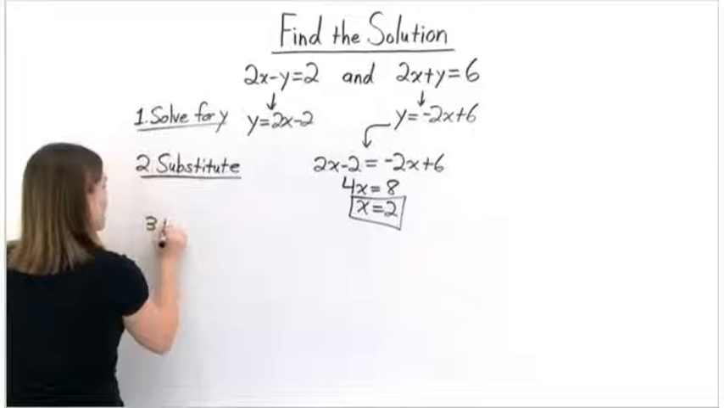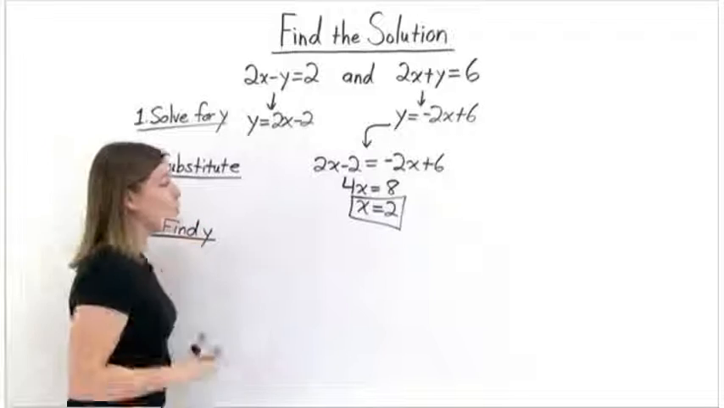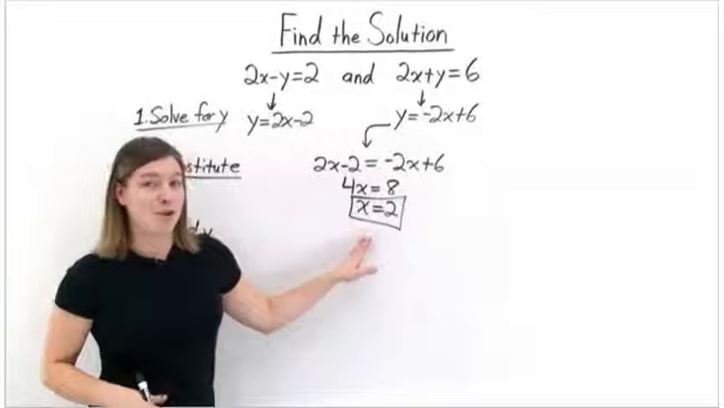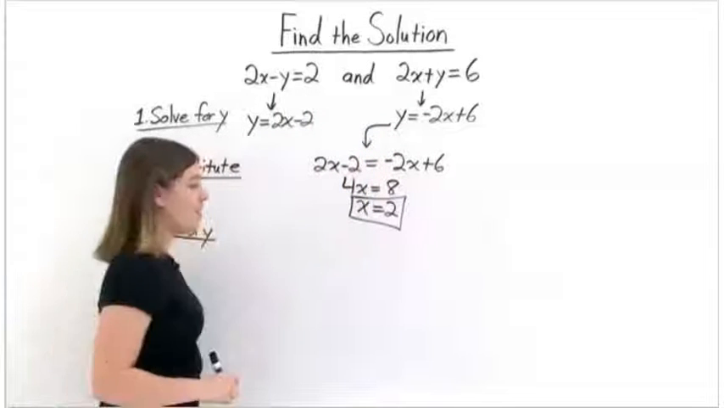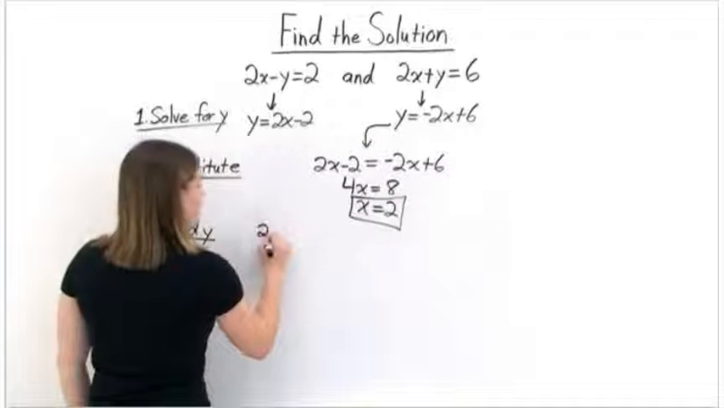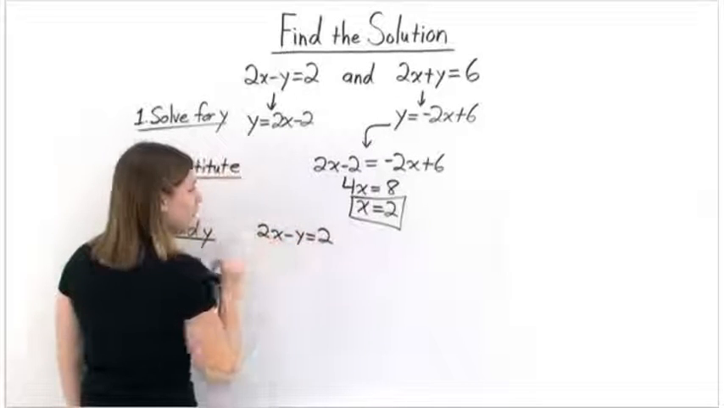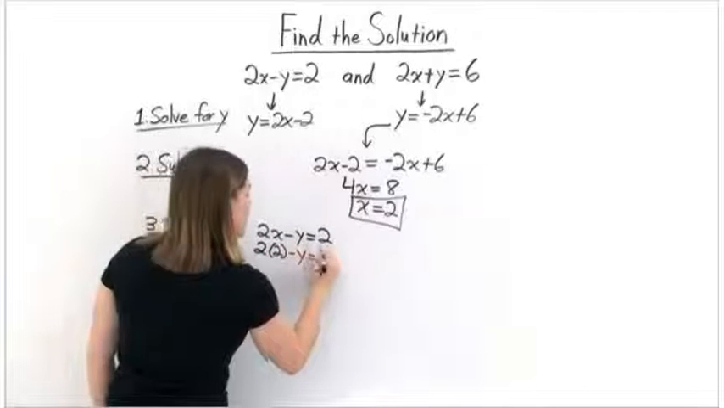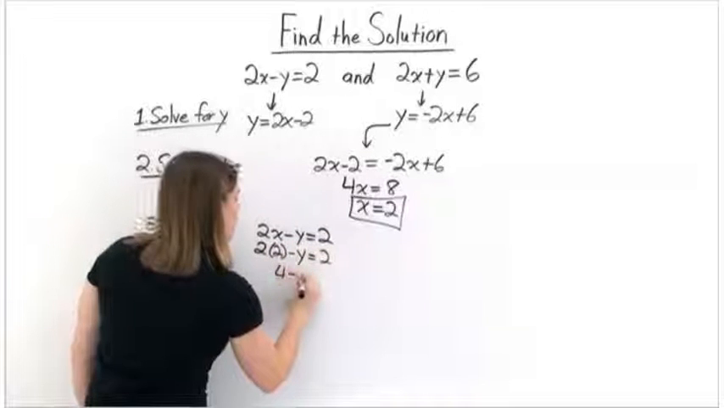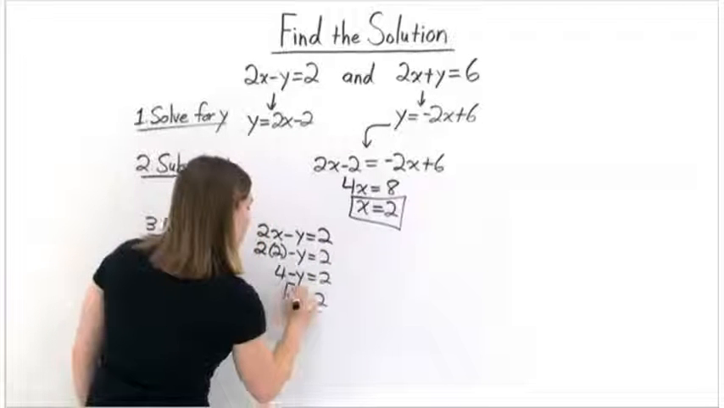So in step number 3, we need to find y. To do this, we're going to take the value that we found for x and plug it into each one of our original equations in our system. This will give us y. So our first equation was 2x minus y equals 2. Plugging in x equals 2, we get 2 times 2 minus y equals 2, or 4 minus y equals 2, or y equals 2.